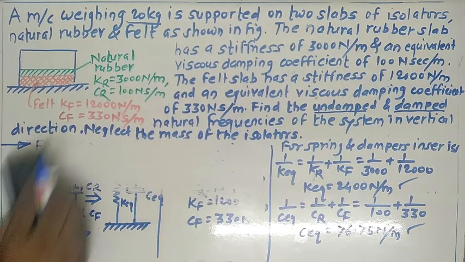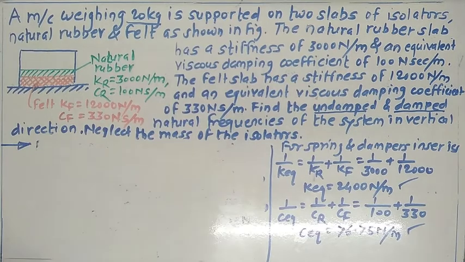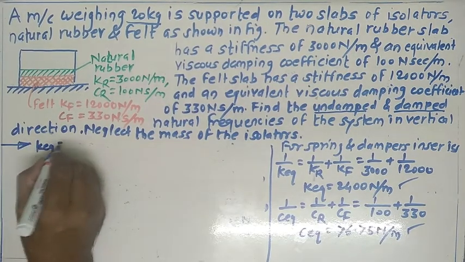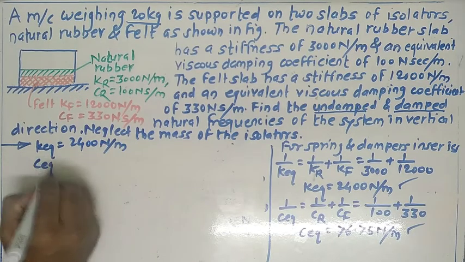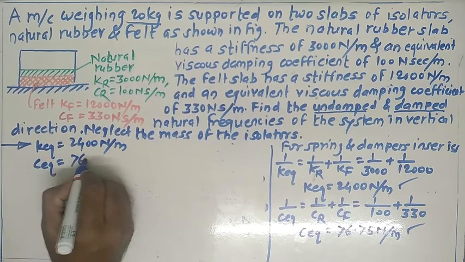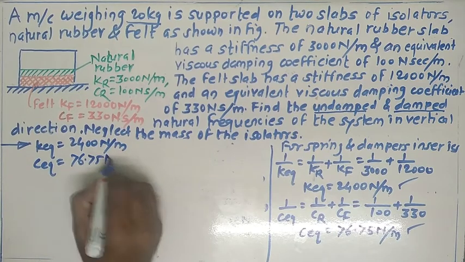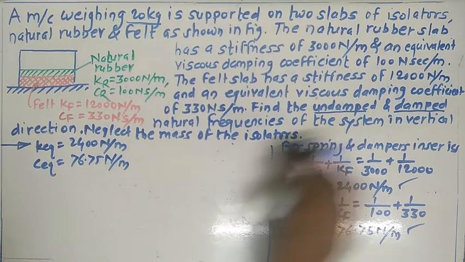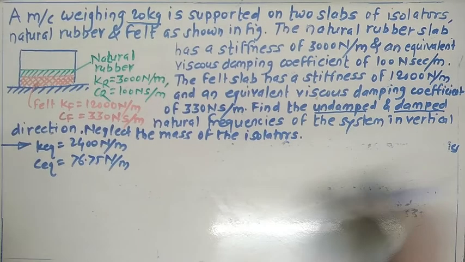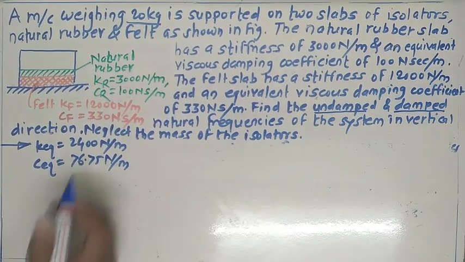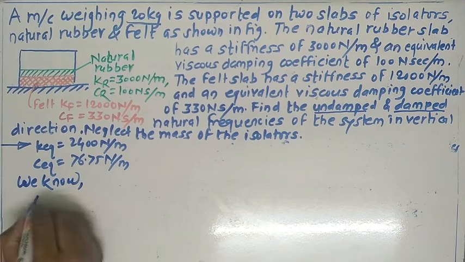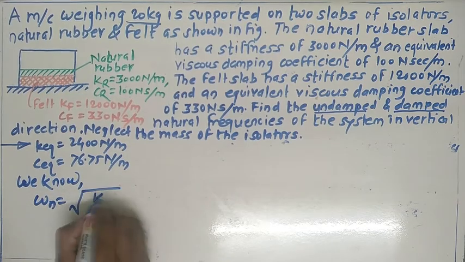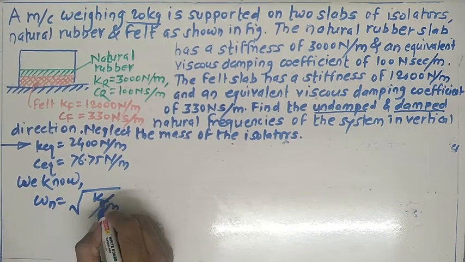Just carry this term c equivalent and this second term here. So in this way the two values are with us. Okay, now we know the relation for natural frequency. We know omega n equals square root of k by m. So this k is nothing but the k equivalent.